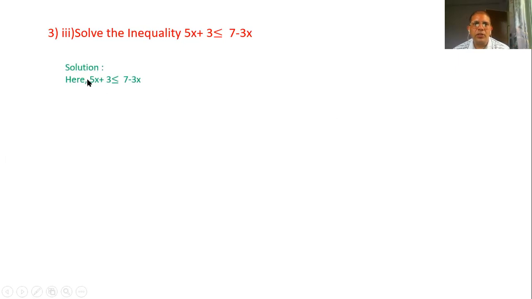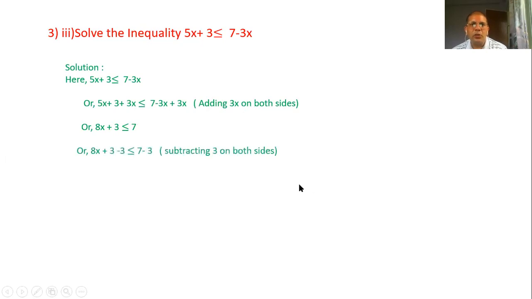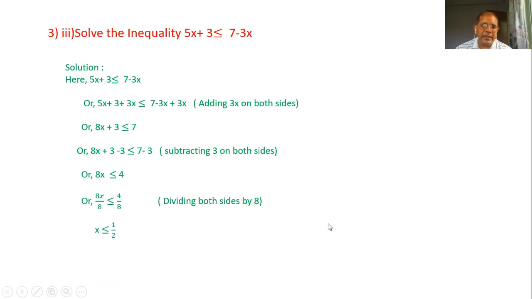Now for this one, solution. After adding 3x on both sides, 5x plus 3 plus 3x, 7 minus 3x plus 3x; this will become 0. Then how much is left? It is 8x plus 3 is less than or equal to 7. Then again remove the 3 from the left hand side. To remove this 3, you should do minus 3 on both sides. You got 8x is less than or equal to 4. Now remove 8 from your left hand side. For this, divide both sides by 8. Then you got x is less than or equal to 1 by 2. So it is your solution. That means the value of x is either 1 by 2 or less than this one.